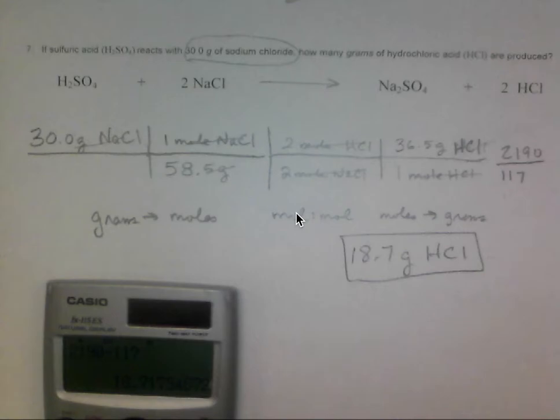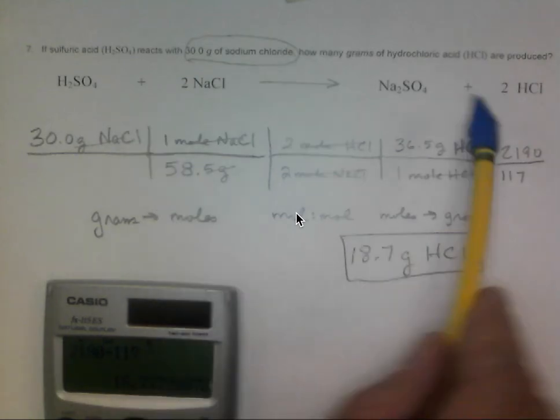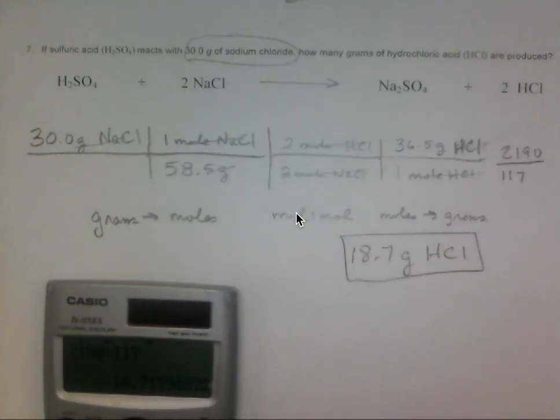So it looks complicated because there are 3 steps to it, but each of the steps is fairly simple. Simply converting grams to moles, looking at the mole-to-mole ratio of what is in our products and our reactants, and then finally going from moles back into grams.